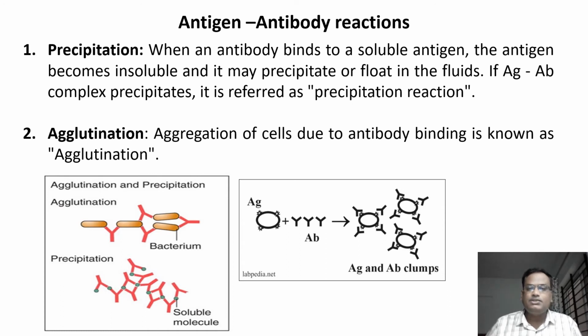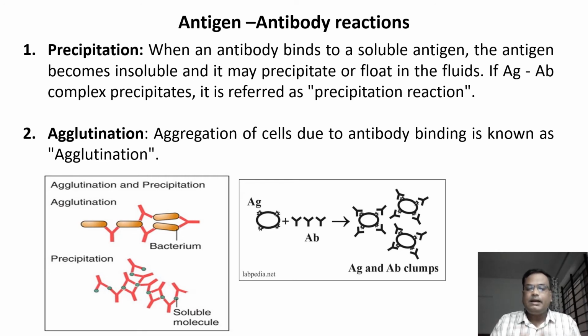The second type of antigen-antibody reaction is agglutination. Aggregation of cells due to antibody binding is known as agglutination. Here what happens? The pathogens, you think of bacteria. Now bacteria carry antigens on their surface. Those antigens are identified by the antibodies. The antibodies will come and bind with the antigens which are present on the surface of bacteria, and then when all the bacterial surfaces are occupied by the antibodies, all the bacteria will clump together.